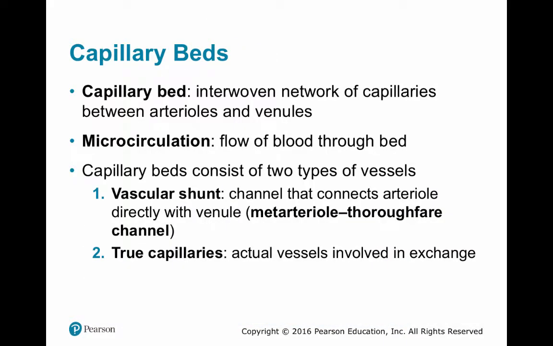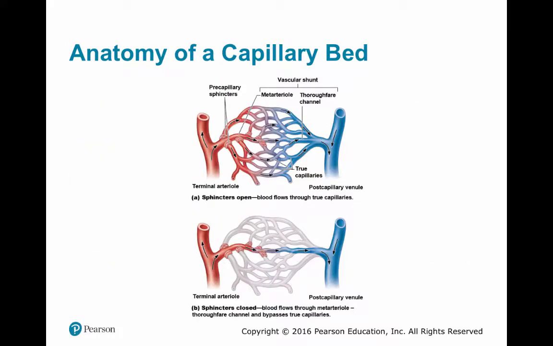So essentially, capillary beds are these interwoven networks of capillaries that rest between arterioles and venules. And essentially, it helps with what's called microcirculation, or basically, you're going to have this flow of blood that goes through these beds. There's two types of vessels: vascular shunts, which are channels that connect the arteries or arterioles directly through to the venules, and true capillaries, which are actual vessels involved in exchanging. And so you can see the two differences here.